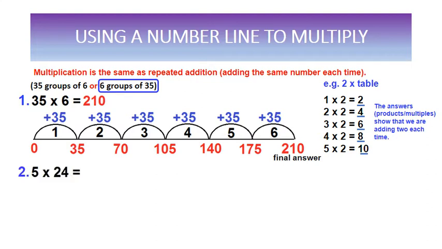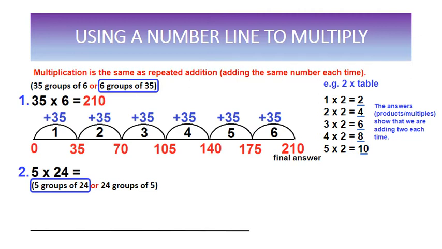So if we look at a second example, this is 5 times 24. We can read this as 5 groups of 24 or 24 groups of 5. It would give us the same answer. Again, we're going to choose the one with the smaller number of groups to use on our number line, which is the first version. So 5 groups of 24.